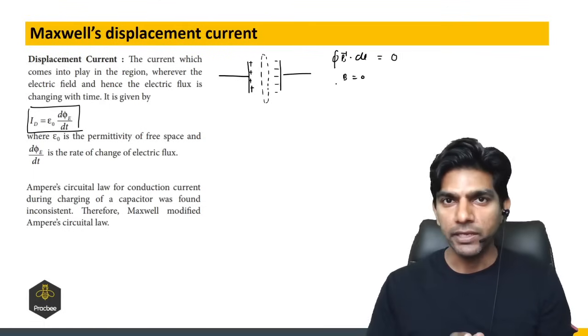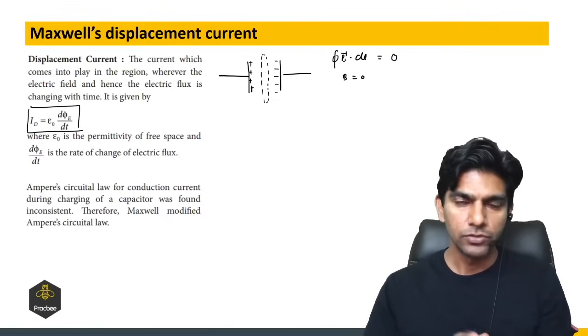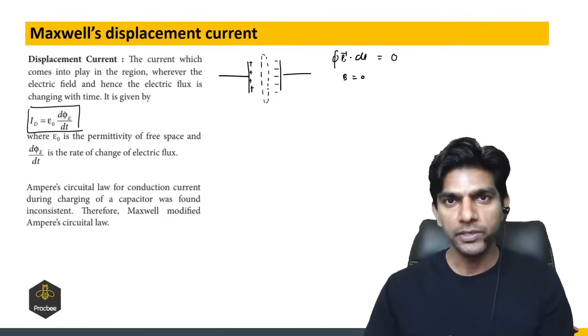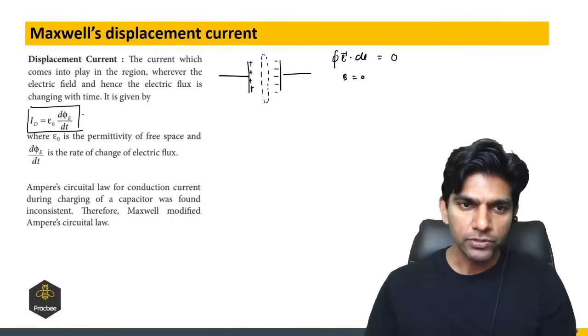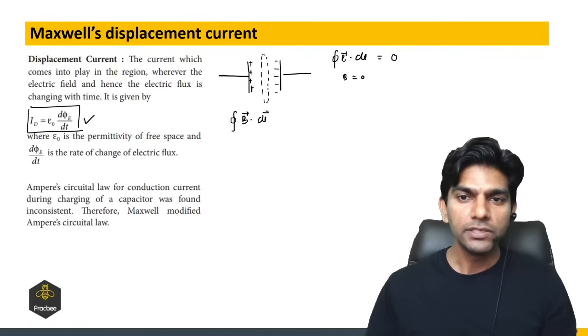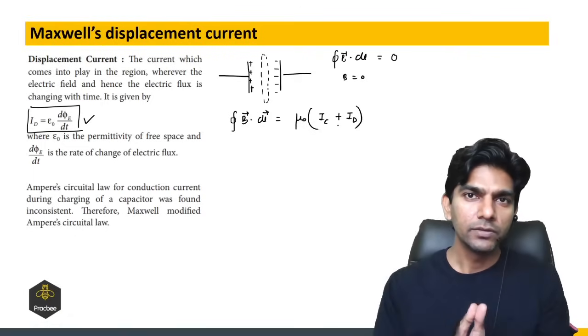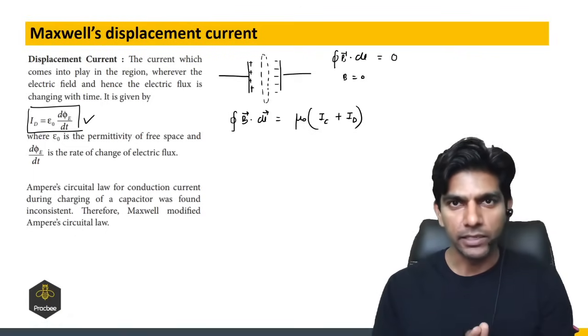But if we place a compass needle between the plates, it shows deflection. So it means something is missing in Ampere's law. So he introduced this term to the right hand side and he modified Ampere's law. And now this equation, which is mu naught times I conduction plus I displacement, is applicable for any scenario.